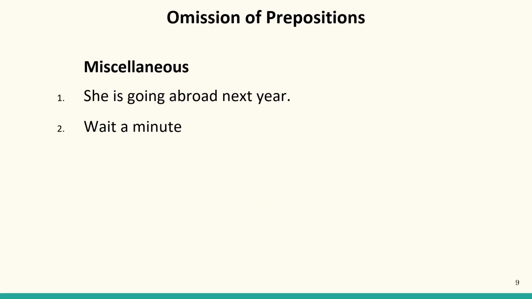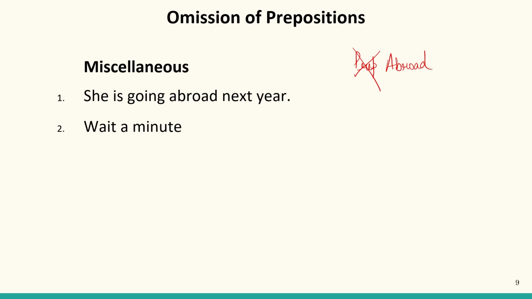Now, she is going abroad next year. Now this one is again very important. Whenever we have the word abroad, we do not use any preposition before it. Because abroad means out of a country, out of India. It can be anywhere, whether in Nepal, in America, or in Australia, anywhere. Abroad is not a particular destination which is defined. Therefore, abroad can be anywhere. It is not a particular destination. Therefore, we do not use any preposition before the word abroad.